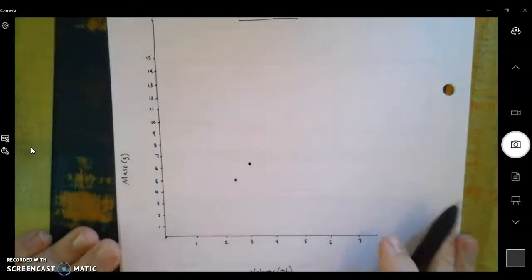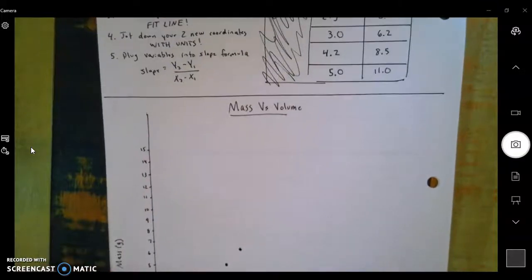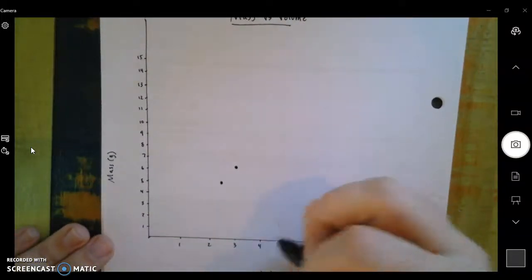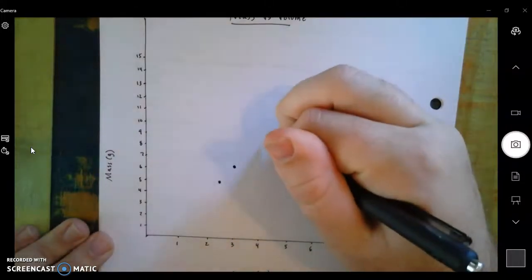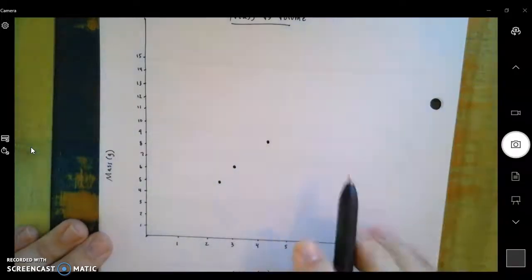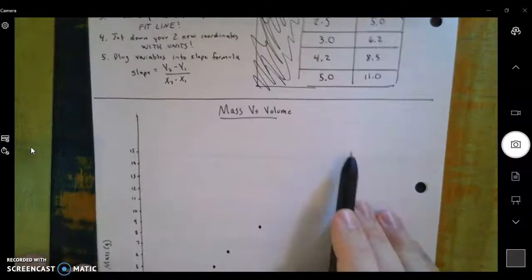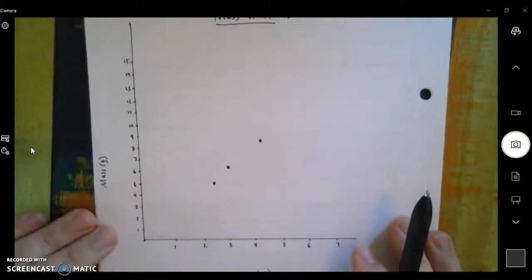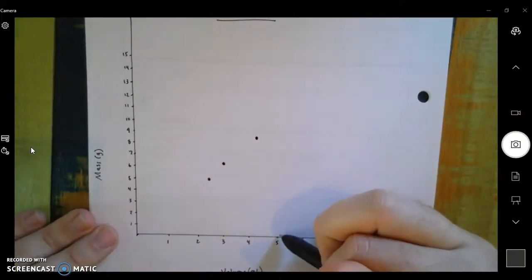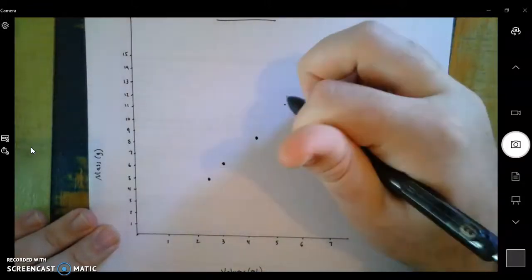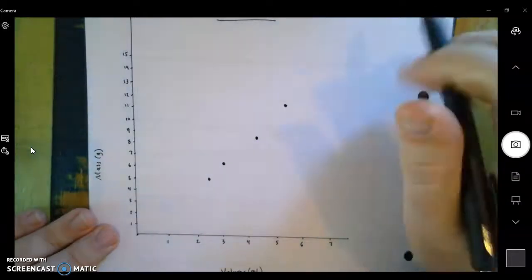Now I don't have graph paper, so my points are not going to be perfect. Next one, we have a volume of 4.2 and a mass of 8.5. So we'll go to 4.2 and up to 8.5. And the last point I need to plot would be at 5.0 milliliters and 11.0 grams. So I will go over to 5 and up to 11.0. It should be there. All right, good.